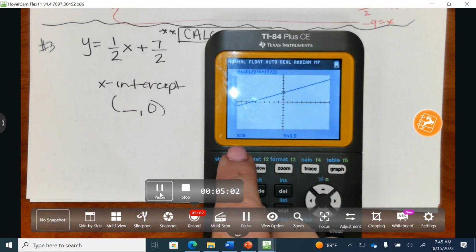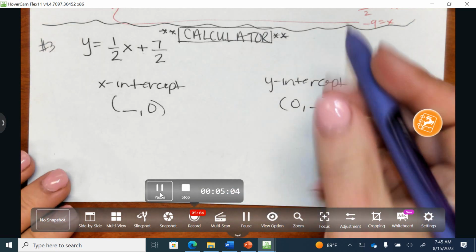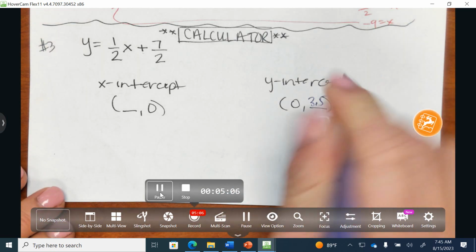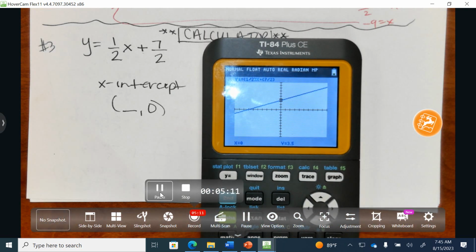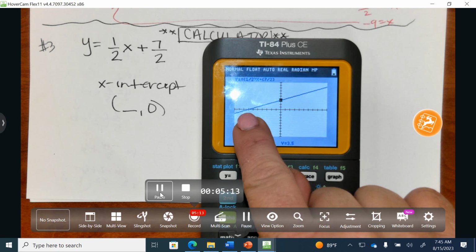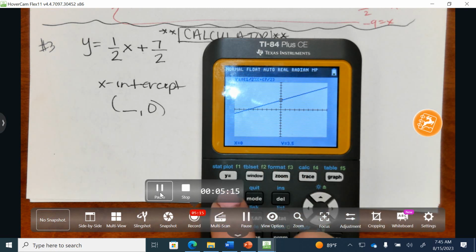The first time I hit trace, I'm going to see what the y-intercept is. So whether you write down 0 and 3.5 or 0 and 7/2 if you prefer a fraction, that is equivalent to 3.5, that's okay. How do you identify the x-intercept? We want to be precise.